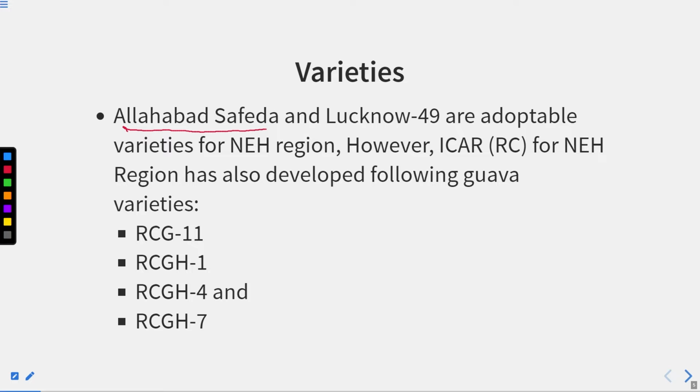This variety is also famously known as the Allahabad Safeda, and Lucknow 49 are the adaptable varieties of the northeastern hilly region. However, the Indian Council of Agriculture for the NEH region has also developed the following guava varieties, right? So these are the two very famous, Allahabad Safeda and Lucknow 49.